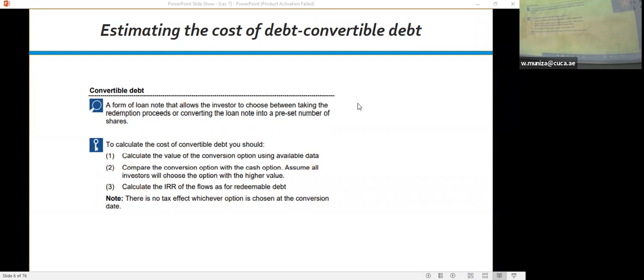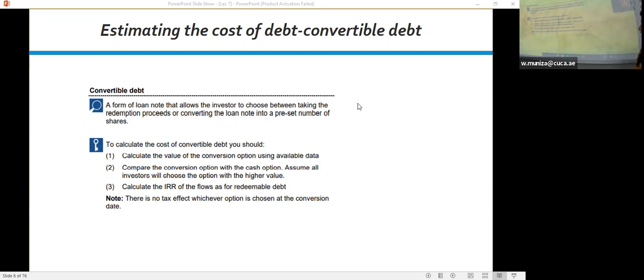In case of convertible debt, my dear students, you have to consider whether an investor will get the redemption amount or the predetermined number of shares at the date of redemption. In your exam questions, both of these situations will be given to you, the data for both the cash redemption and the conversion option. You are going to choose the one with the higher value. Since they are testing you on convertible debt, you will always find the conversion option more lucrative, giving the higher amount. So you choose that, and then calculate the cost of convertible debt.